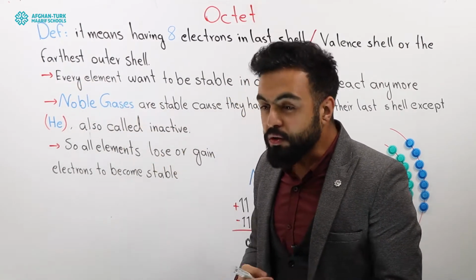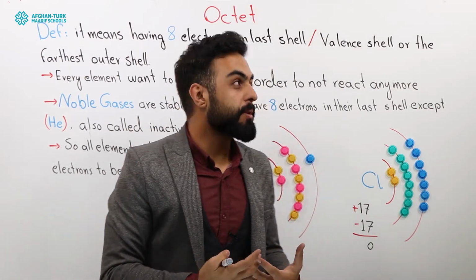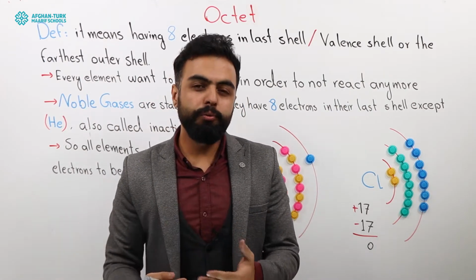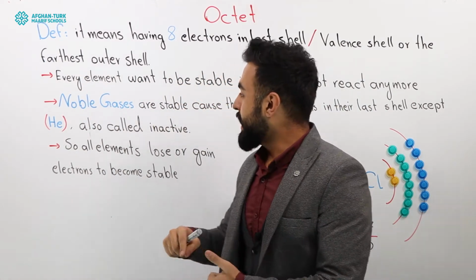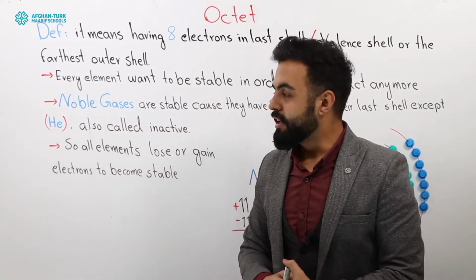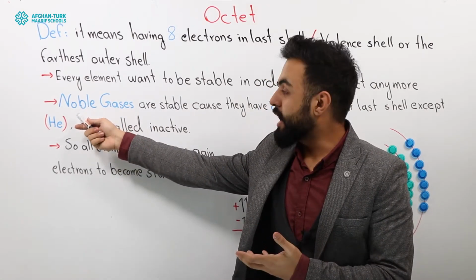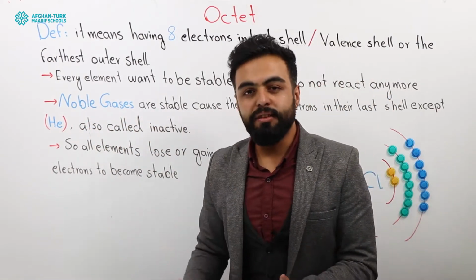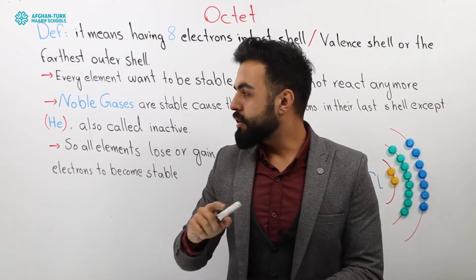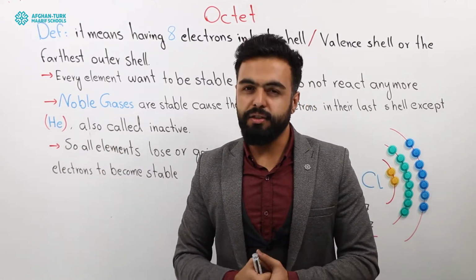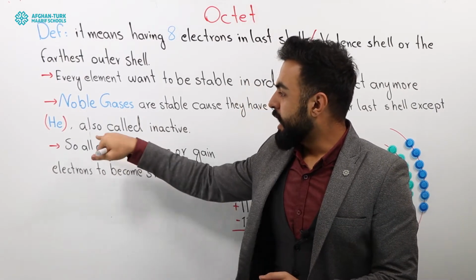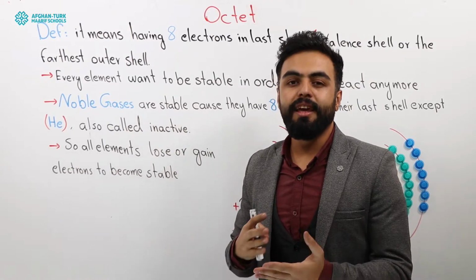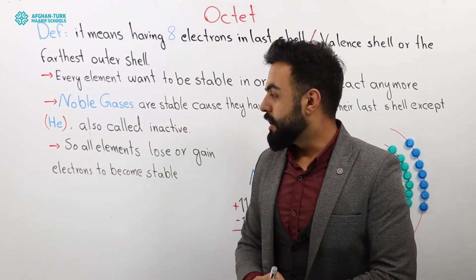Every element wants to become stable, in order to not react anymore. So how would they become stable? When they have 8 electrons in their last shell. The same as noble gases, they are stable because they have 8 electrons in their last shell, except only helium, which has only 2 electrons in its last shell. They are also called inactive because most of the time they do not react with any other elements.